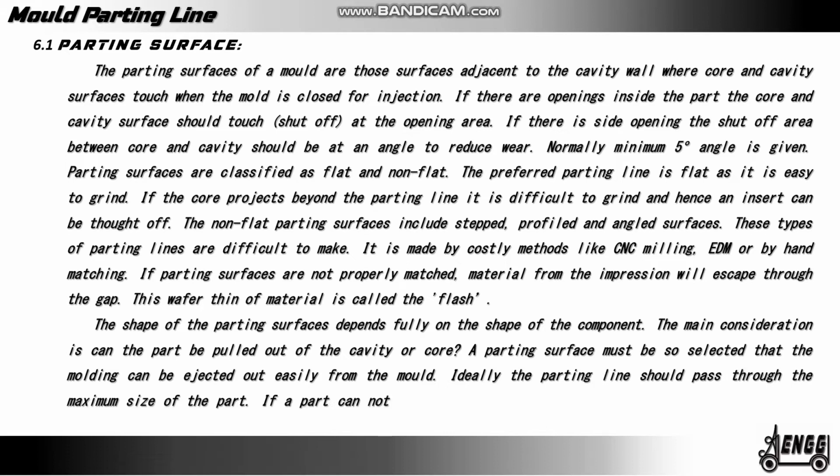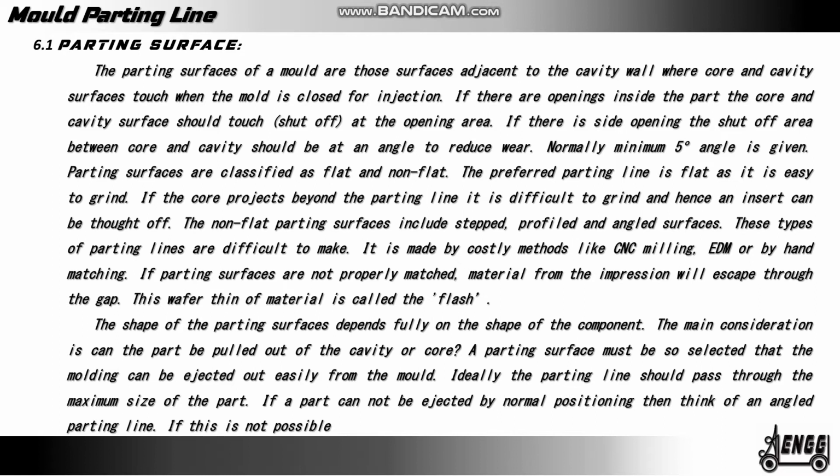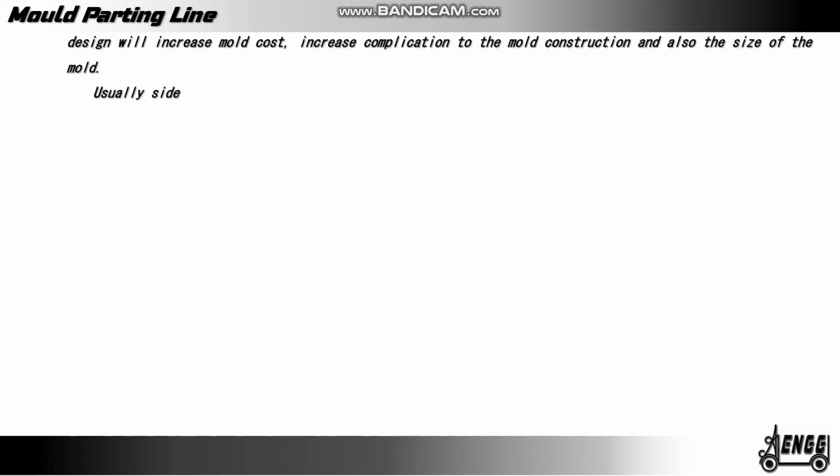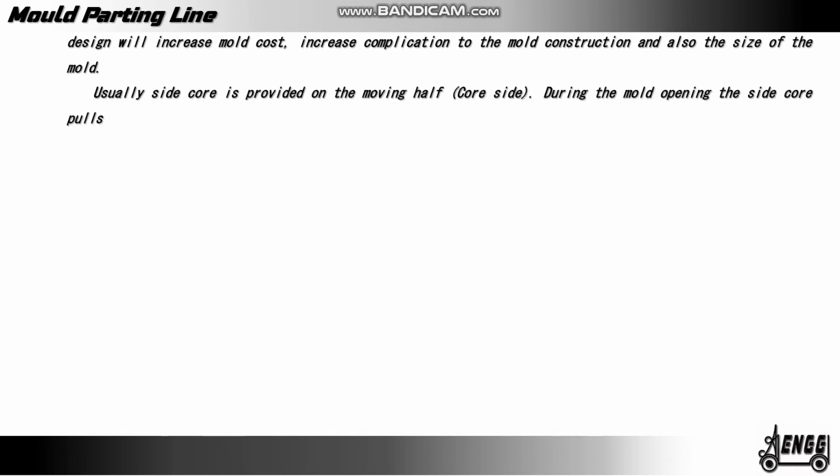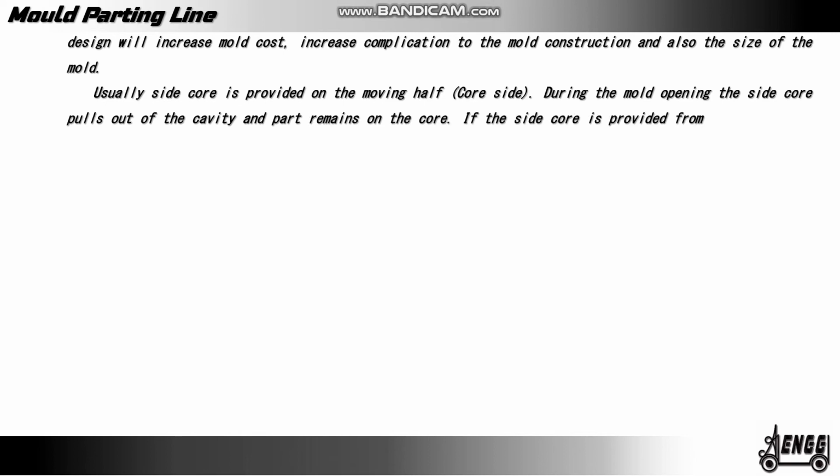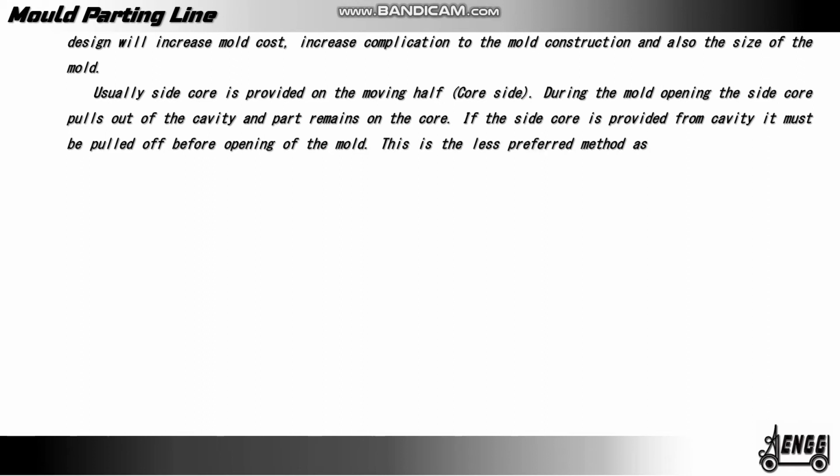If a part cannot be ejected by normal parting, then think of an angled parting line. If this is not possible, then think of incorporating side cores or splits. The side core design will increase mold cost, increase complication in the mold construction and also the size of the mold. Usually, the side core is provided on the moving or core side. During the mold opening, the side core pulls out of the cavity and the part remains on the core. If the side core is provided from the cavity, it must be pulled off before opening the mold. This is a less preferred method as the side core must be operated independently of the mold opening.